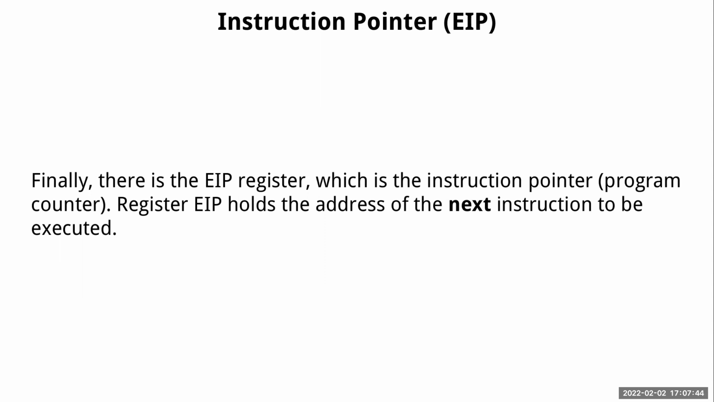The very important register is the instruction pointer, EIP. On some other architectures, this is called the program counter, or PC. For example, on ARM, the same register is called PC, program counter. It holds the address of the next instruction to be executed.